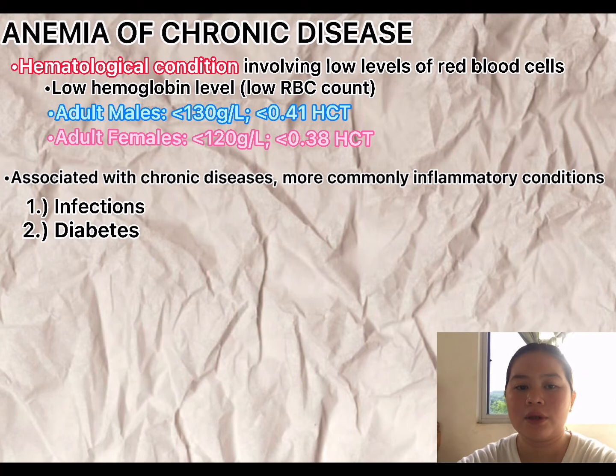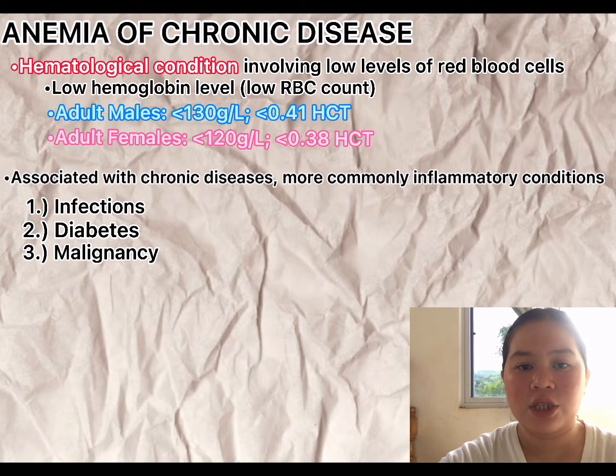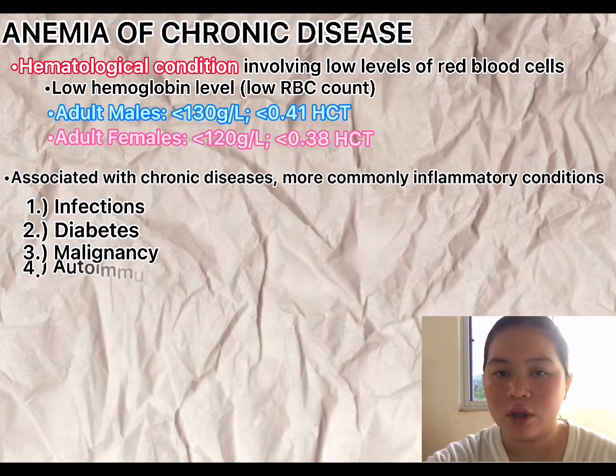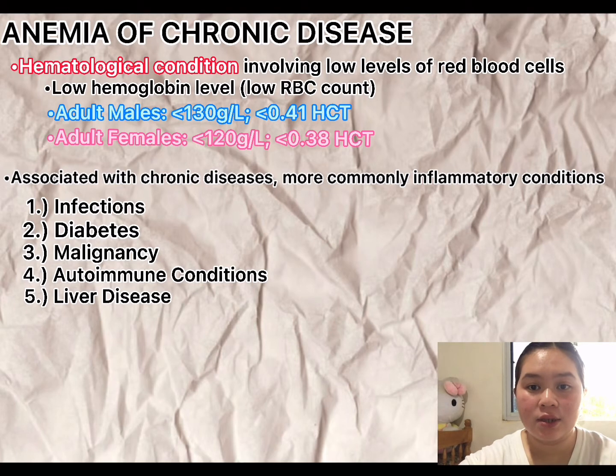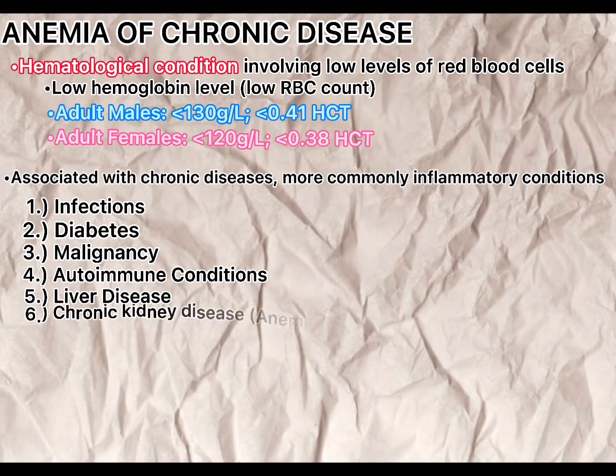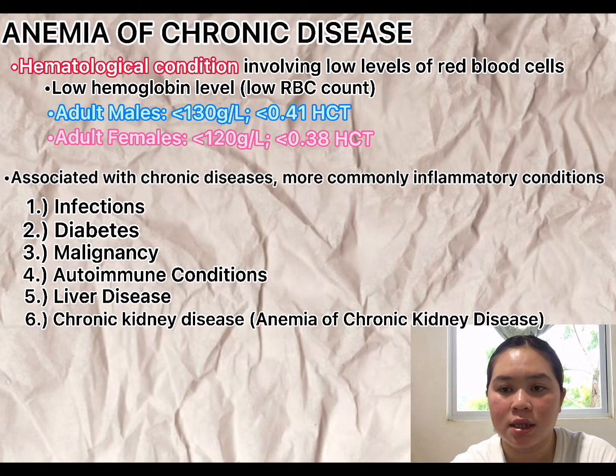Diabetes is also another common chronic condition that can lead to anemia of chronic disease. Malignancy, so having a cancer, can also cause anemia of chronic disease. Autoimmune conditions like rheumatoid arthritis and lupus can all lead to anemia of chronic disease. They are general systemic inflammatory conditions, so they can oftentimes lead to it as well. Liver disease is also another condition that might cause anemia of chronic disease.